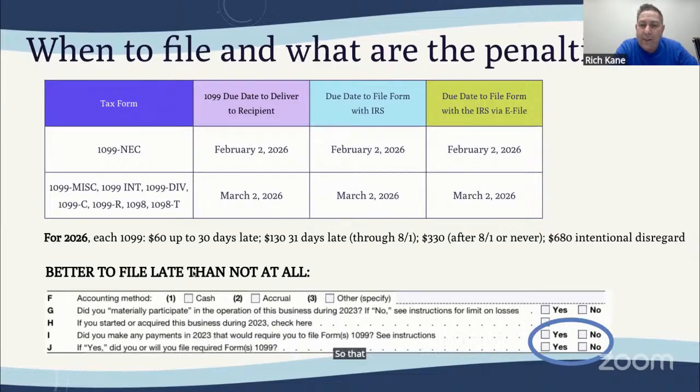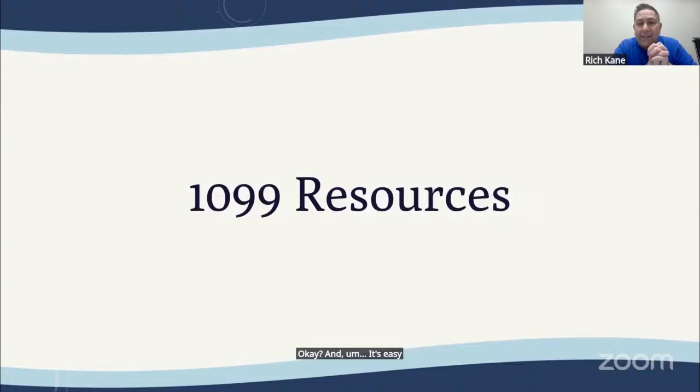So that's the importance of it. If it's done through a processor, the processor will issue their own 1099-K. You don't have to worry about it. It's easy to get that conflict, so keep that in mind.